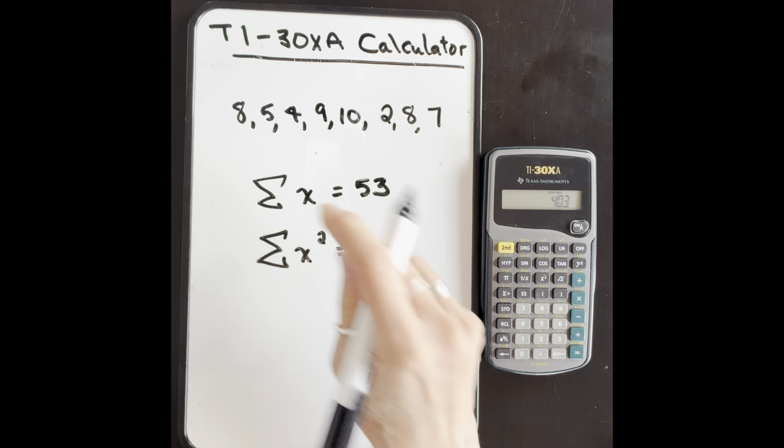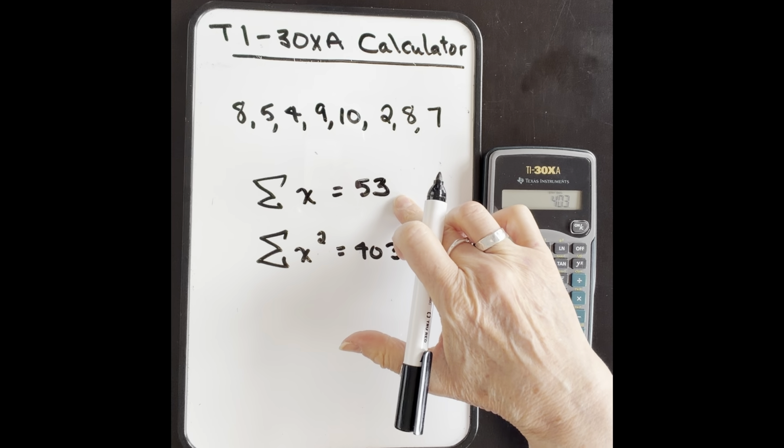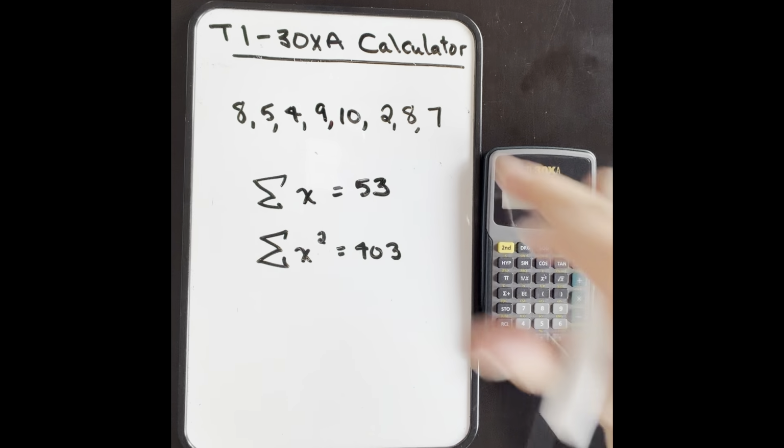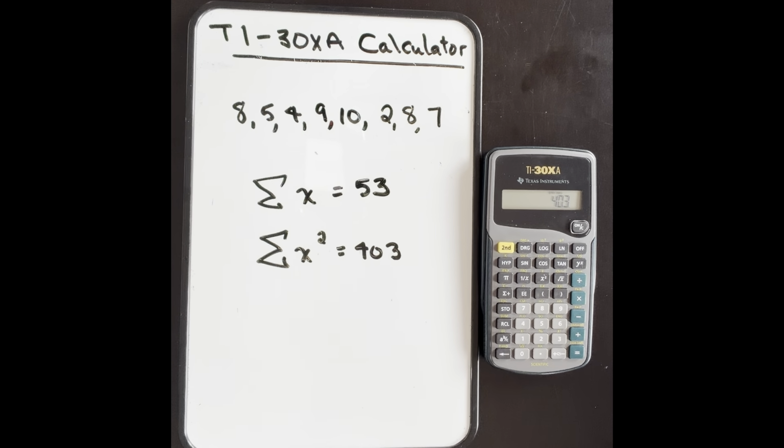And you could check that. You could add all those values up to see if they're equal to 53, and you could add up the square of all of those and see if it equals 403. All of these functions are very useful and will save you time, but as your data set increases in size, these become even more important.